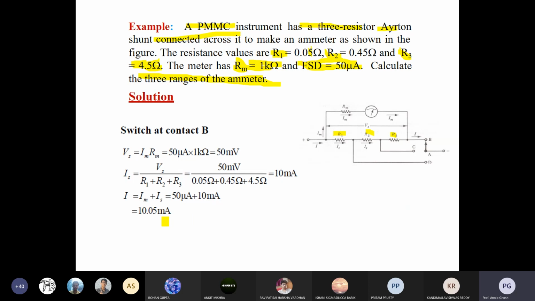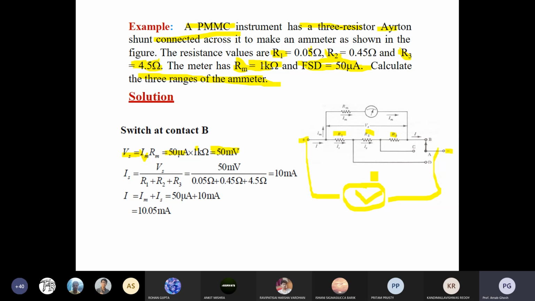V plus is the plus terminal, and this is the minus terminal. So V is connected from here to here, over there. So you have a parallel path, so V is equal to Im Rm. You know the value of Im; you can consider full scale deflection, which is 50 microampere. Im Rm, with Rm given as 1 kilo ohm, gives 50 millivolt.